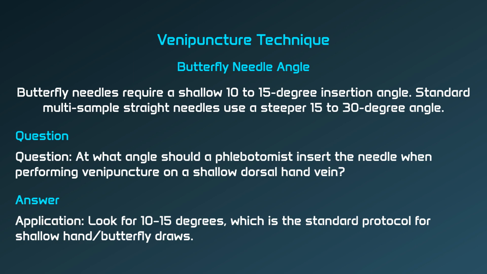Question: at what angle should a phlebotomist insert the needle when performing venipuncture on a shallow dorsal hand vein? Answer. Application. Look for 10 to 15 degrees, which is the standard protocol for shallow hand butterfly draws.